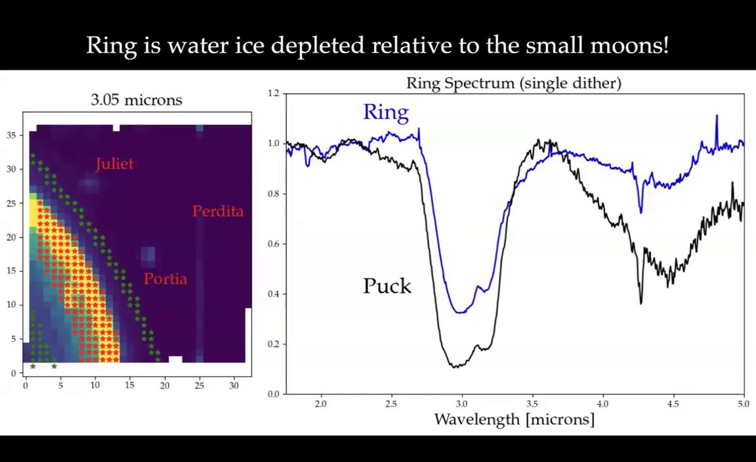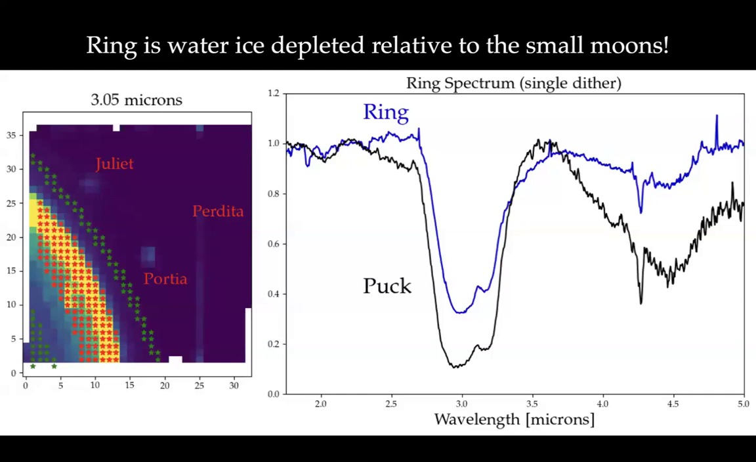And overall, the shape of the 3-micron feature is a bit different. You have this shallower slope as you go from 3 to 4 microns. That is very different than what you see on Puck with this relatively sharp 3.6 micron. The ring does look distinct, with less water ice, and perhaps that's not unexpected.